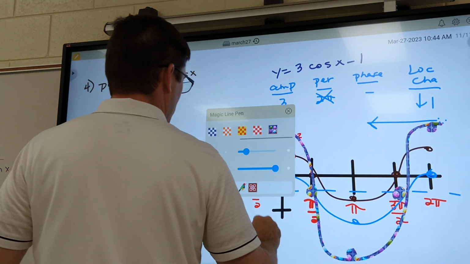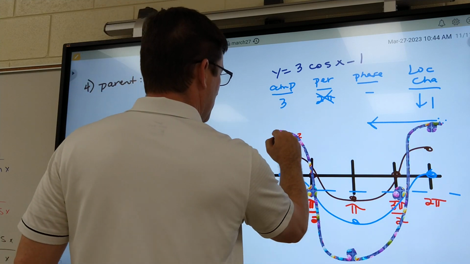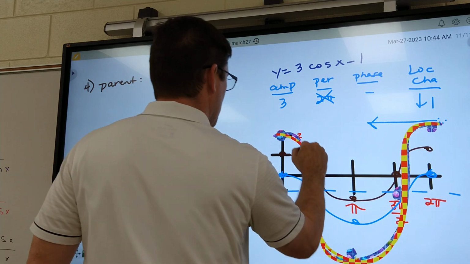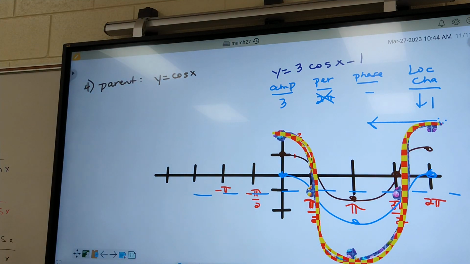Not happy with that color. Let's get another one. That is your last graph. That should be the only one drawn in color on number 4. So you bring those up 3 and then the middle point down.